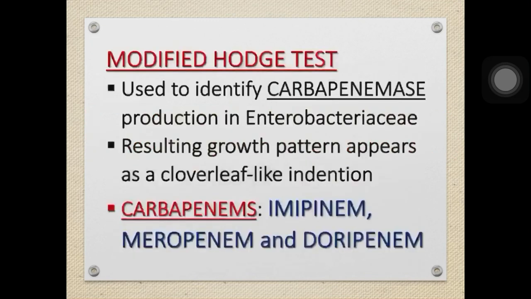Another, we have the modified Hodge test. It is a test to determine production of carbapenemase enzyme. Naku, alarming po to. Kasi ang mga carbapenems, sila po yung last resort of antibiotic for Enterobacteriaceae. Resulting growth pattern in the modified Hodge test appears as clover leaf-like indentation. Again, carbapenem, last antibiotic for Enterobacteriaceae. Ano pong mga halimbawa nito? Yung mga antibiotic na may mga penem sa dulo. Imipenem, meropenem, doripenem.